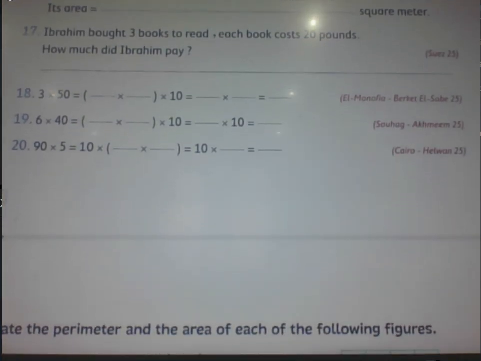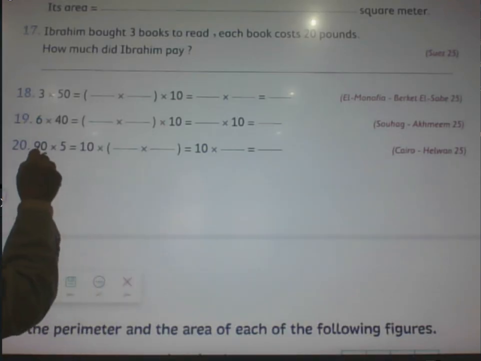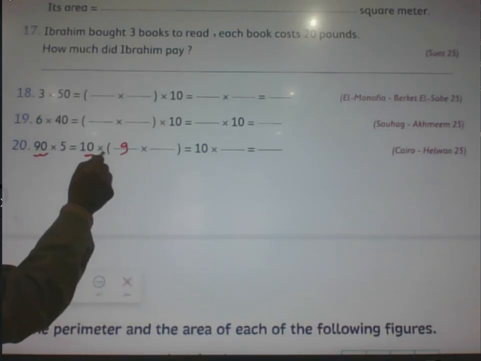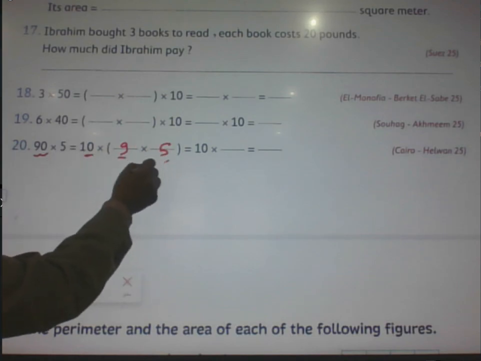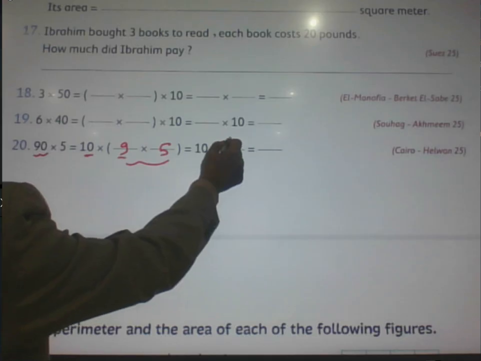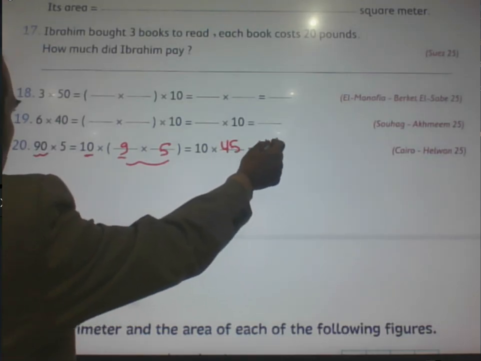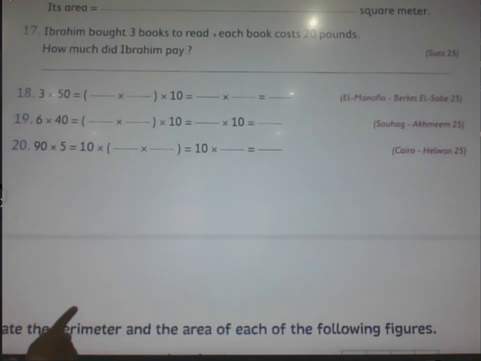Next question, number 20. 90 times 5 equals 10 times what times what? Okay, we can write 90 as 10 times 9. 10 times 9 is 90. I'll write 5 also. Using the associative property, find the answer in the brackets. 9 times 5 is 45. Multiply by 10, write 45 and 0 behind it.